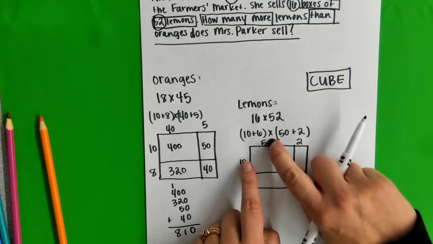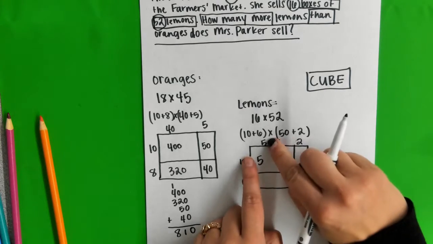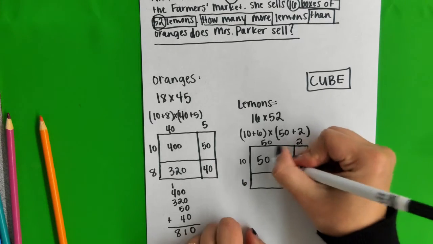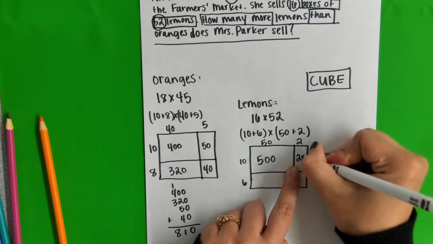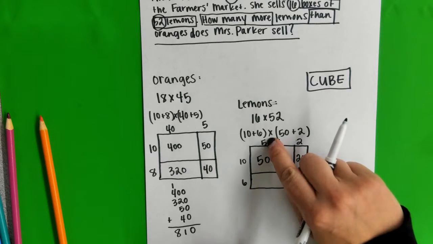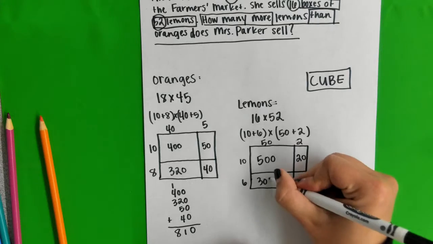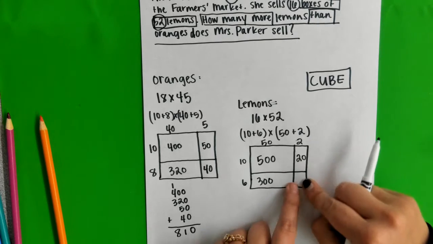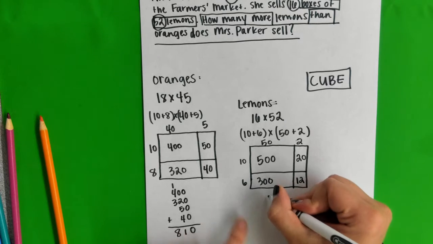50 times 10, cover my zeros. 5 times 1 is 5. Uncover 1, 2, add 1, 2. 10 times 2 is 20. 50 times 6, don't know that, but I know that 6 times 5 is 30. And I uncover 1 zero and I add 1 zero. And then 6 times 2 is 12. I can stack all of these up.